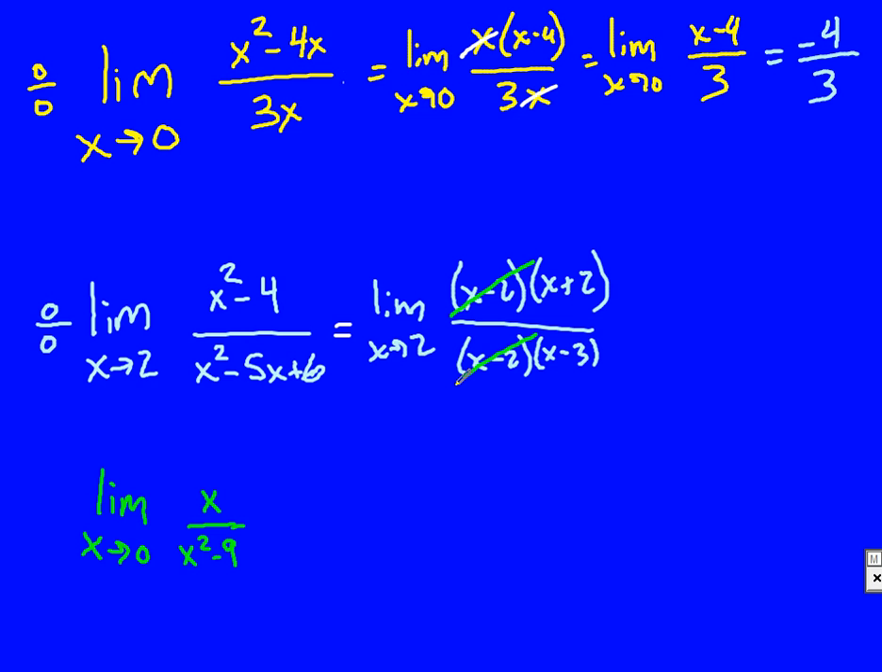Once it cancels out, what can I plug in? Well, let me rewrite it first. Limit as x approaches 2 of x plus 2 over x minus 3. Plug in my values here of 2 and 2, and I should get an answer of 4 over negative 1, or negative 4 for my answer.